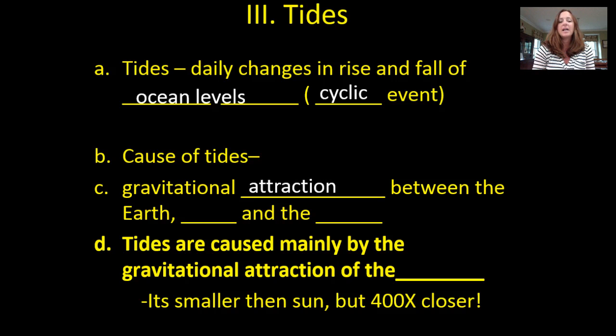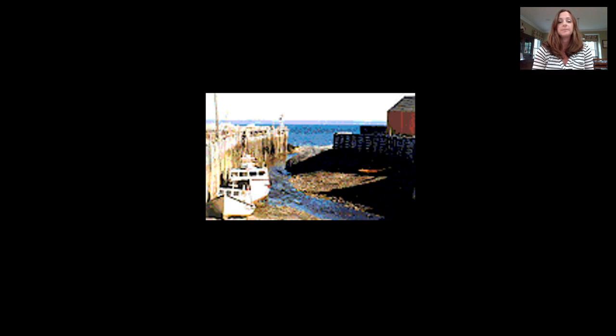The cause of the tides is the gravitational attraction between the Earth, the Sun, and the Moon. Tides are caused mainly by the gravitational attraction of the Moon. It's smaller than the Sun, but it is 400 times closer, so its gravity acts upon us.